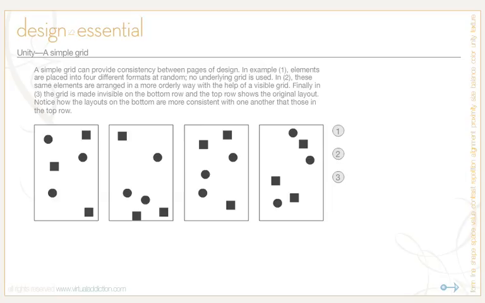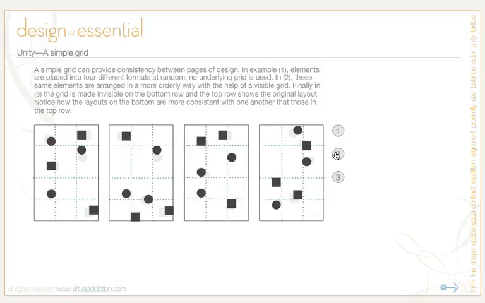When a grid is functioning successfully, the reader gets the feeling that the design is all working together from page to page. The importance of this underlying structure in creating unity in a design can be discovered through the following example. If you look right here, a simple grid can basically provide consistency between pages of a design. So here, in this first example, the elements are placed into 4 different formats at random. There's no underlying grid structure. It might be kind of close, but there really isn't an underlying grid structure.